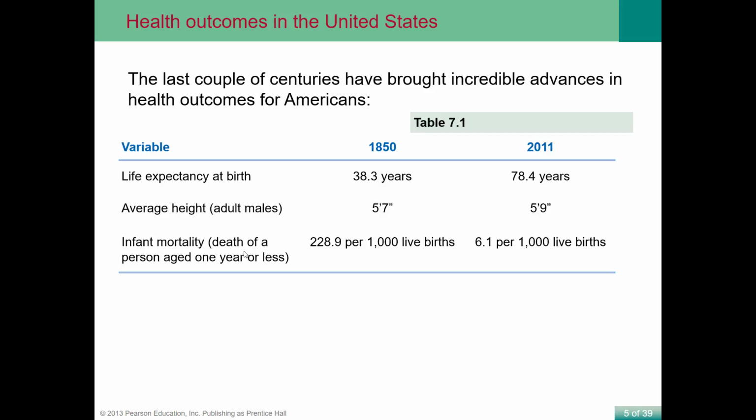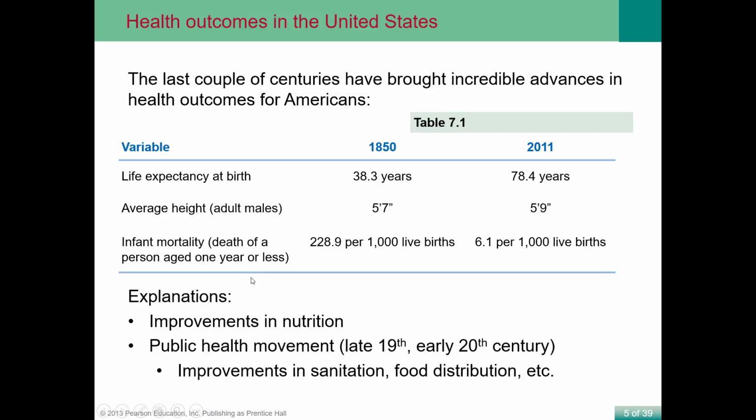The average height of adult males was 5'7" in 1850. And the taller, they believe, the healthier and stronger you are to fight off disease. It's really related to access to food and nutrition. The infant mortality rate went from 228.9 per thousand live births to 6.1 in 2011 for Americans. Some explanations, again, are improved nutrition, and then the public health movement.